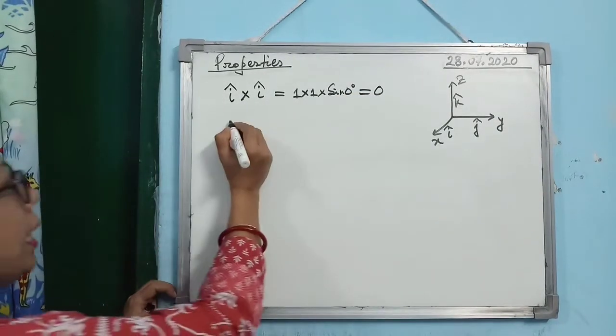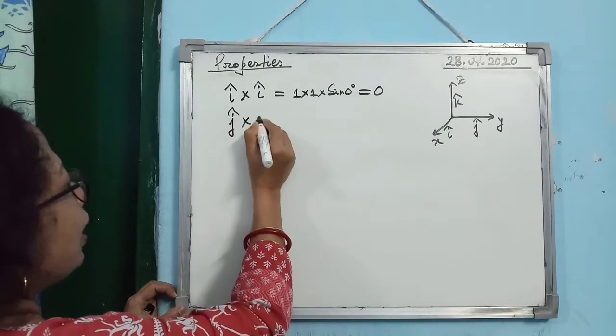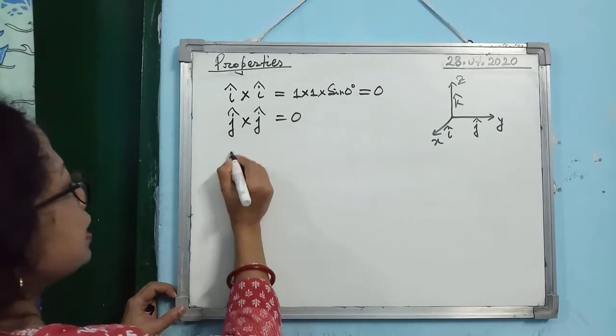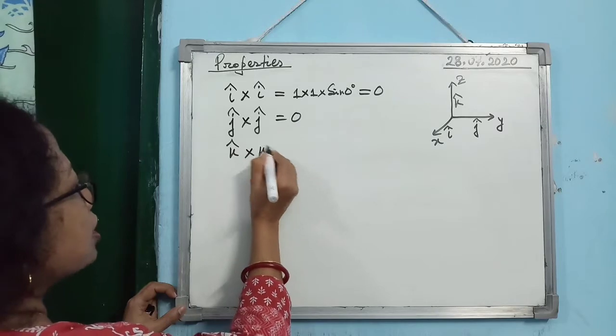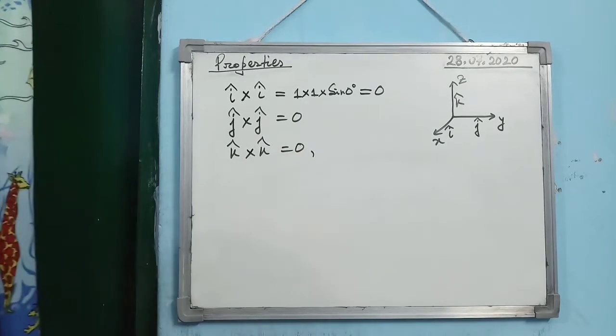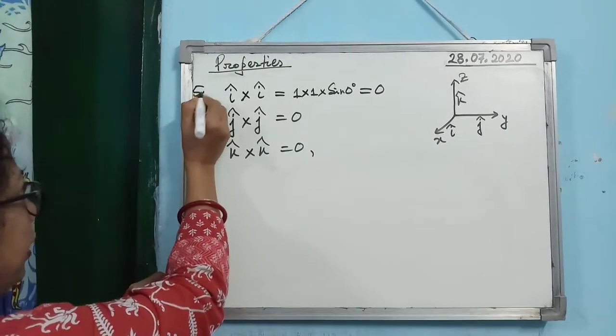0. So in exactly the same manner, what will be j cross j? 0. What will be k cross k? 0. Is that clear? This is the fifth point.